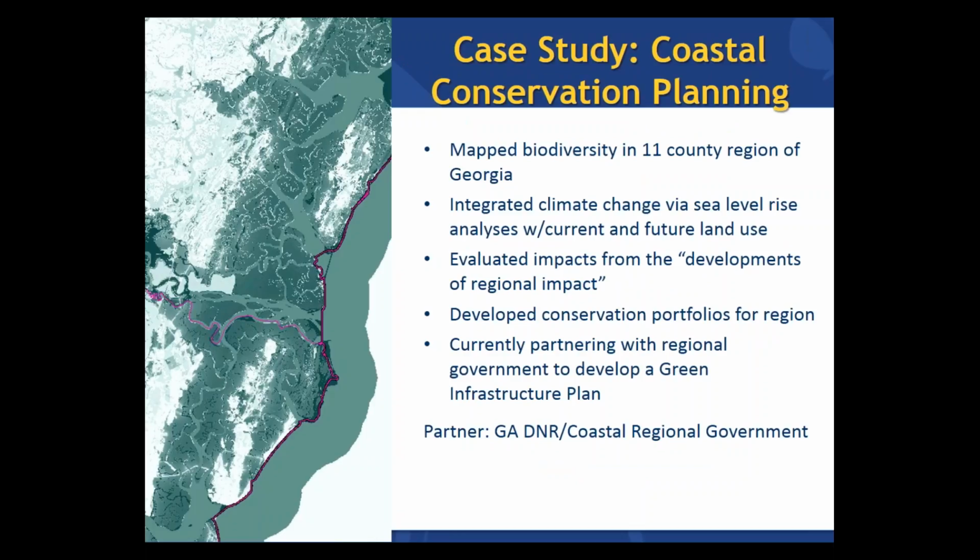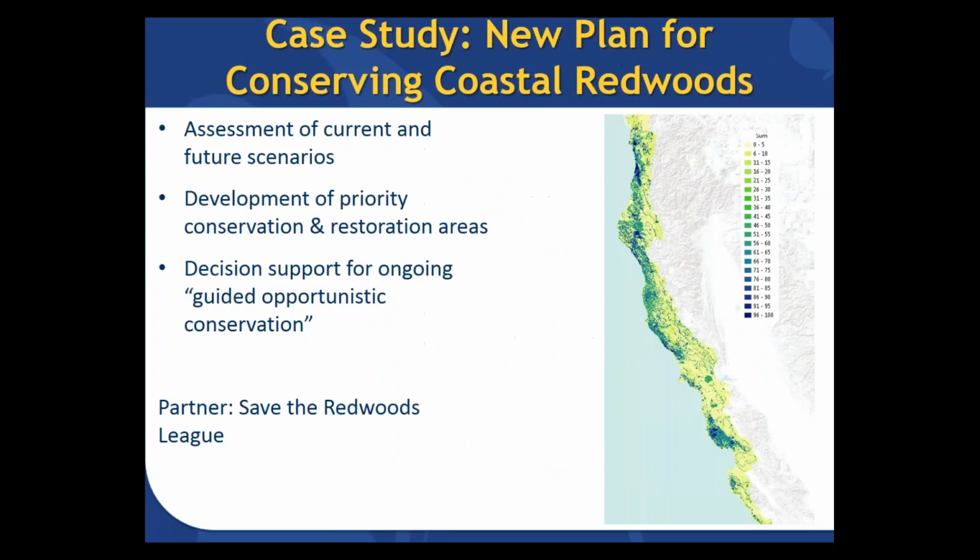This regional project assessed the 11-county region of the Georgia coast, including threats from very large regional housing projects and sea level rise. A regional prioritization then informed county-level green infrastructure analyses.